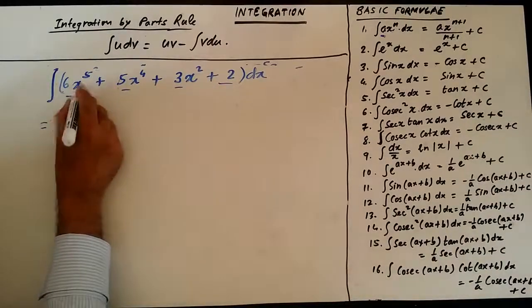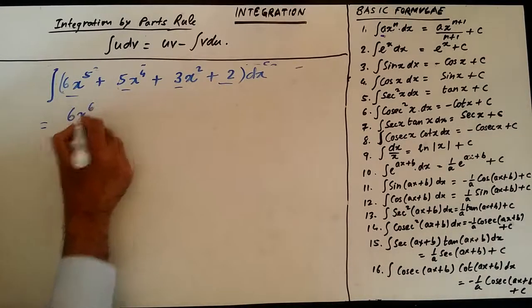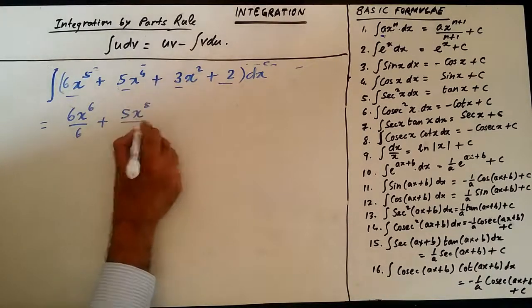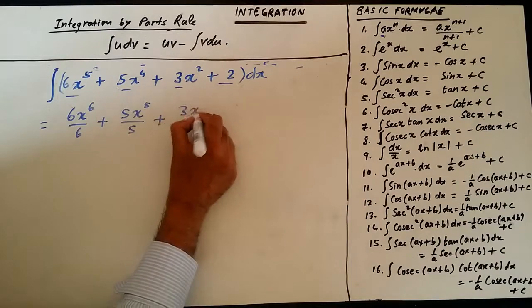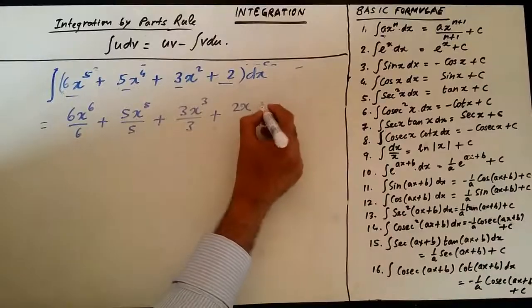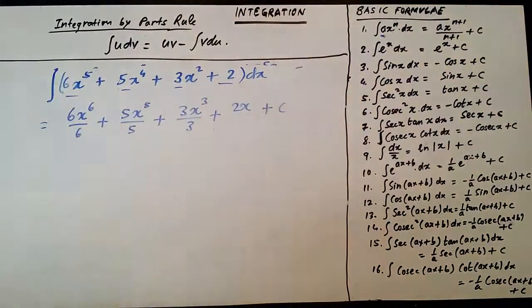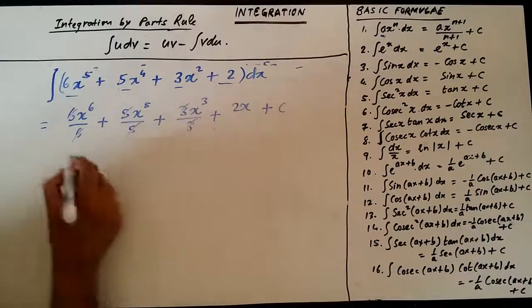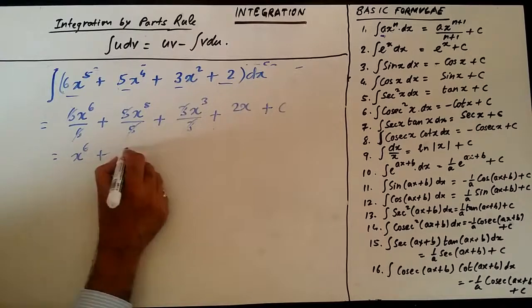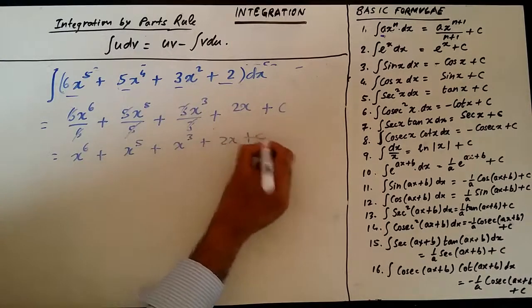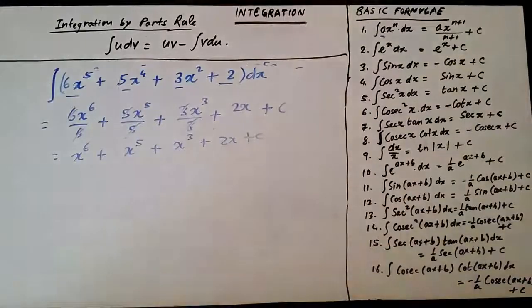So the integration of 6x to the power 5 will be 6x to the power 6 by 6 plus 5x to the power 4 plus 1, that is 5, divided by 5, plus 3x cubed by 3, and integration of 2 is 2x, and we add the constant of integration. So 6 and 6 cancel, 5 and 5 cancel, 3 and 3 cancel. So we are left with x to the power 6 plus x to the power 5 plus x to the power 3 plus 2x plus c.